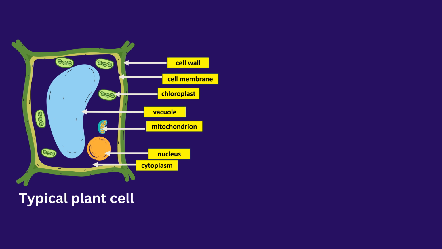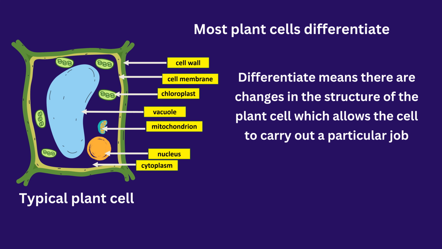This is what a typical plant cell looks like, with its cell wall, cell membrane, chloroplast, vacuole, mitochondria, nucleus, and cytoplasm. Most plant cells differentiate. Differentiate means there are changes in the structure of the plant cell which allow the cell to carry out a particular job. When a cell differentiates, we say the cell has become specialized.